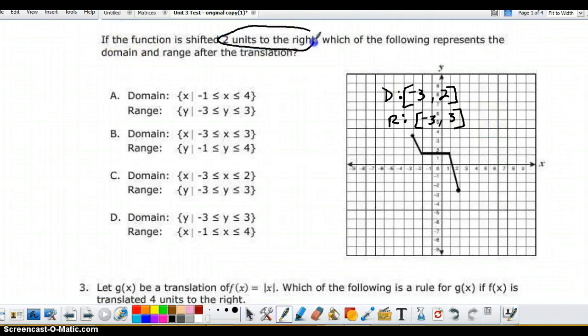So that means that I'm going to add 2 to the domain. We're shifting it right. We're adding 2. So negative 3 plus 2 is negative 1. 2 plus 2 is 4. This doesn't get affected. So negative 1 to 4, negative 3 to 3. A was the right answer.